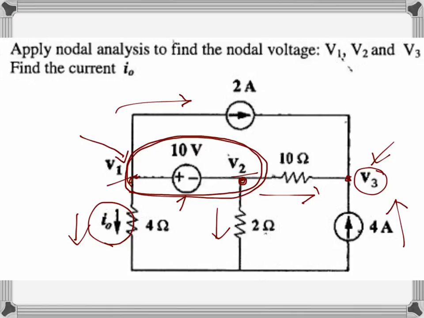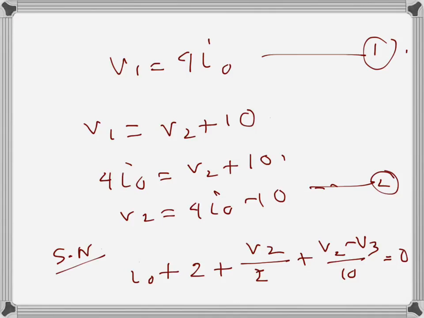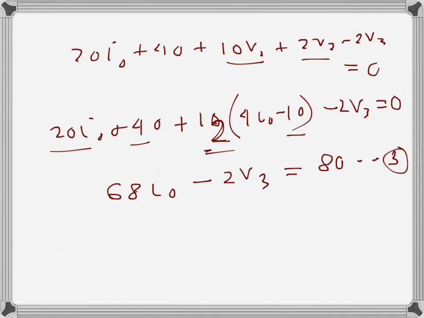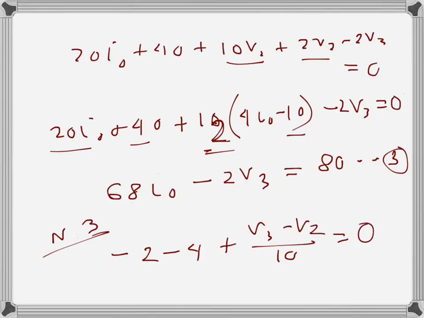Now writing KCL for the last node, V3, the third node. 4 amps is an incoming current, 2 amps is incoming, and these two are incoming, so there will be negative if I write the outgoing currents as positive. So here the outgoing will be V3 minus V2 over 10. So for node 3: minus 2 minus 4 plus V3 minus V2 over 10 equals 0.